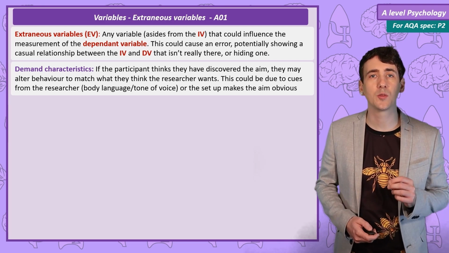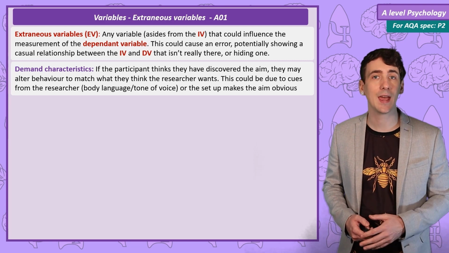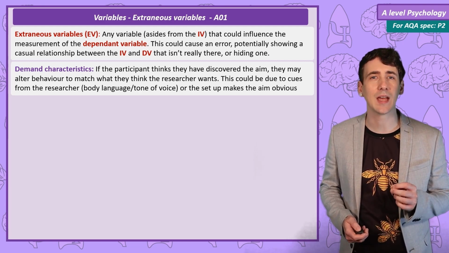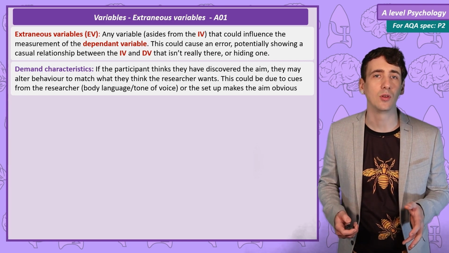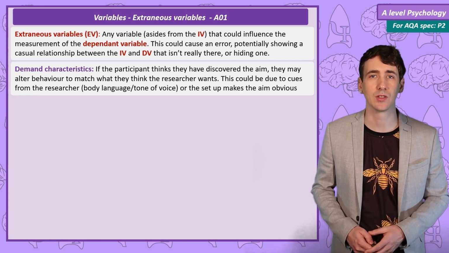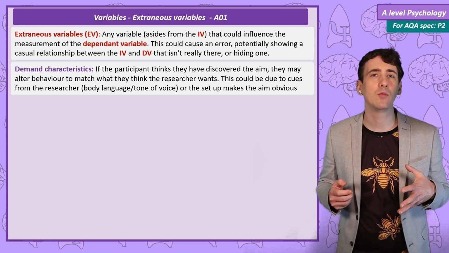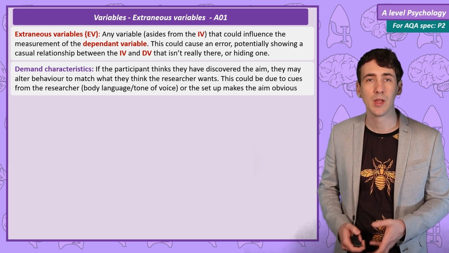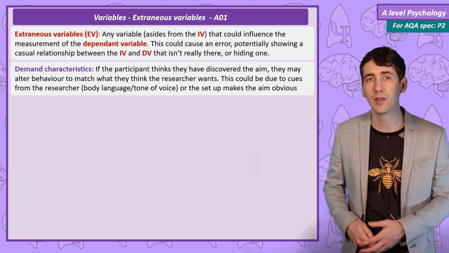Or maybe it's the way the experiment is set up that gives away the aim. If the participant works out the aim, it's very tempting for them to act in a way that they think is helpful or even unhelpful for the researcher. The problem is then that the researcher is measuring the effect of demand characteristics on the dependent variable, not the effect of the change in IV.